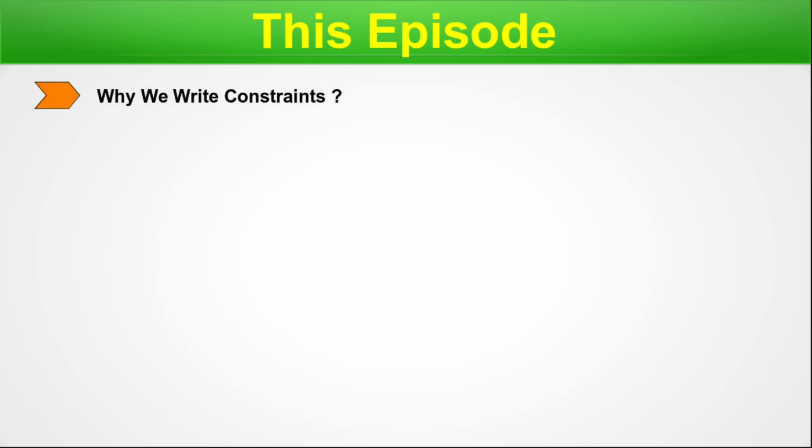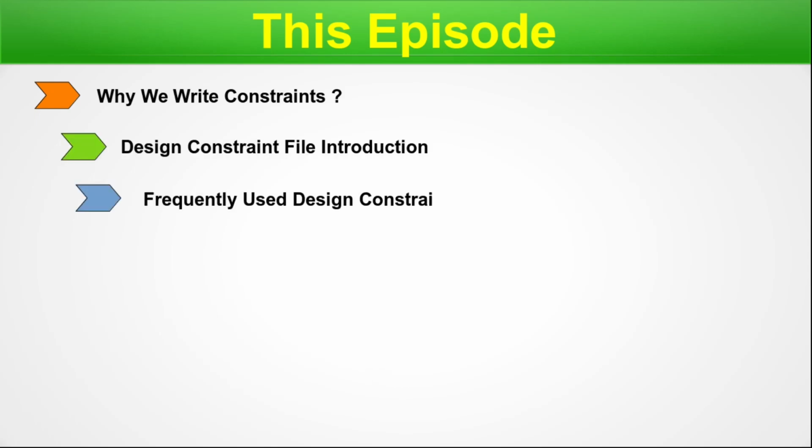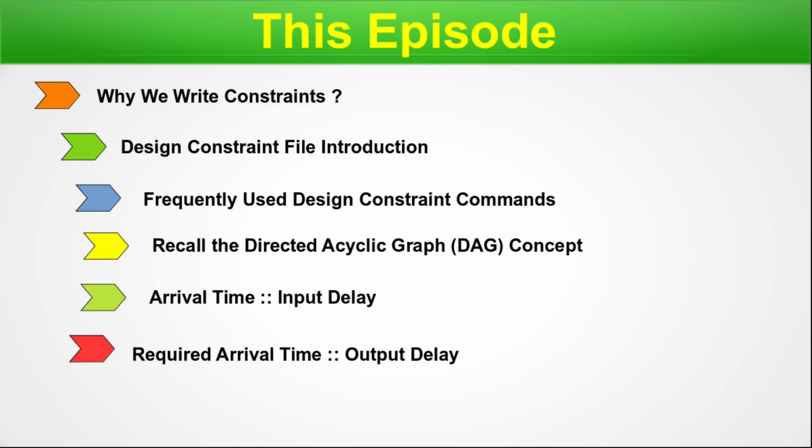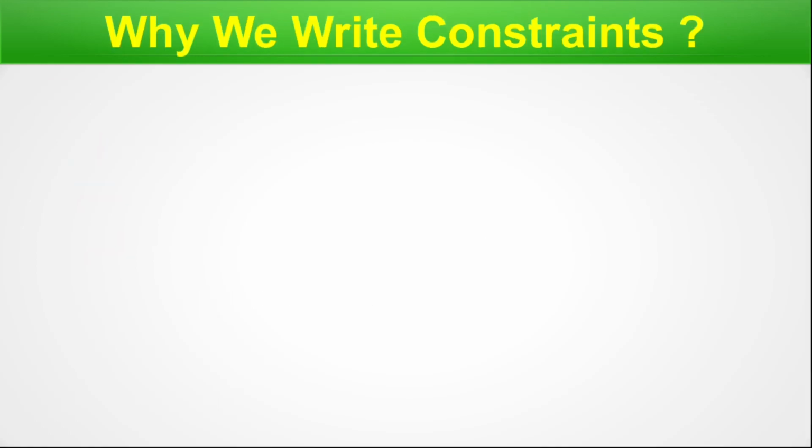First, we talk about why we write constraints. Then, the design constraint file introduction will be there. Frequently used design constraint commands will be introduced to you. We will recall the directed acyclic graph concept, arrival time, input delay, required arrival time, output delay. Everything is in terms of the constraints. Rise or fall slew design constraint. So this is the menu for today. So without any further delay, let's begin.